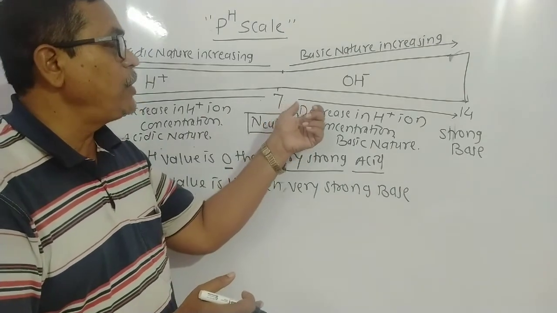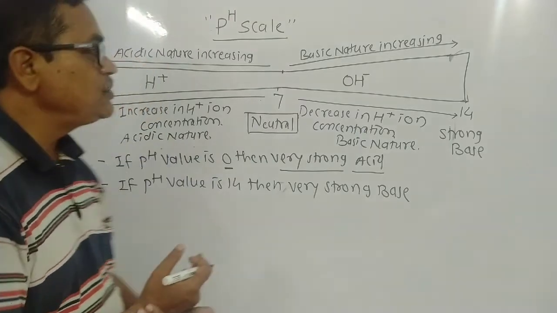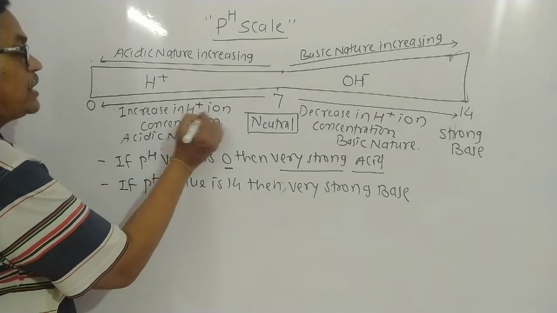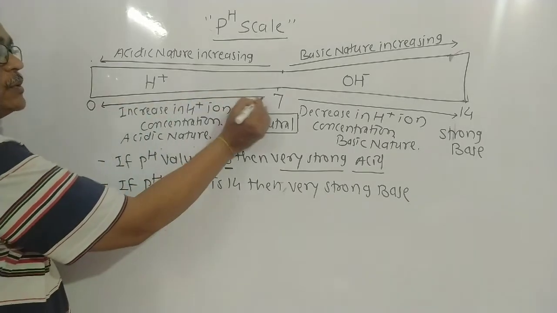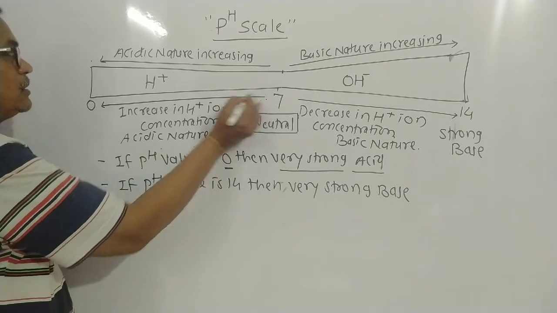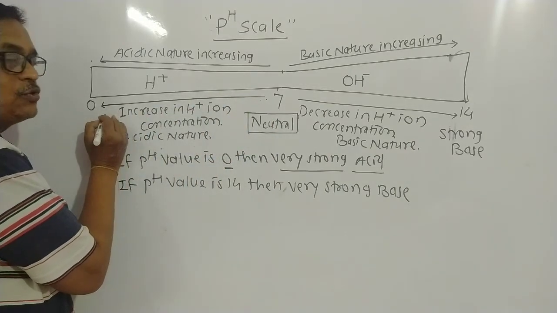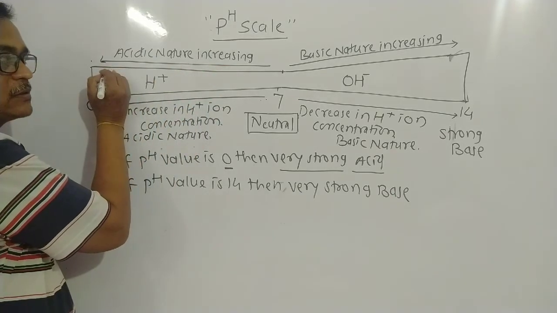Look from 7 to 14: the decrease in H positive ion and increase in OH negative ion indicates the basic nature, and the basic nature of the solution increases from 7 to 14. Means at the top level, a strong base is at 14, and at the start, at 0, the strong acid is there.